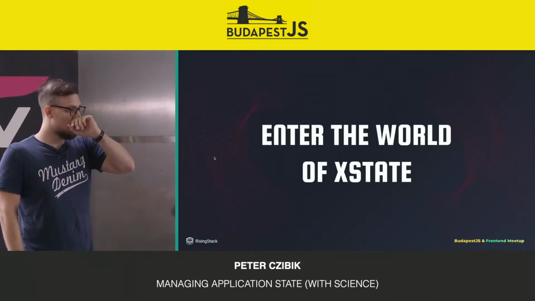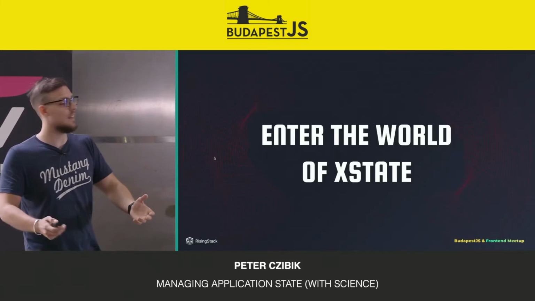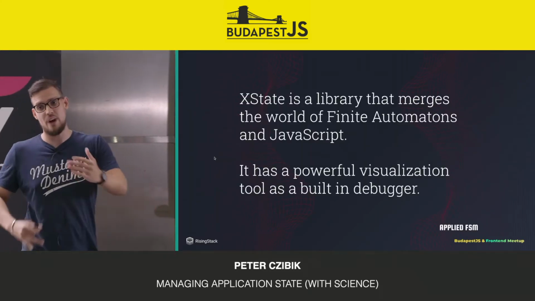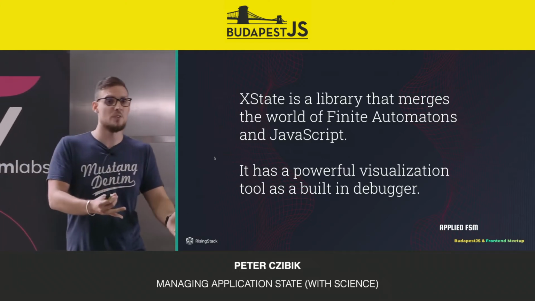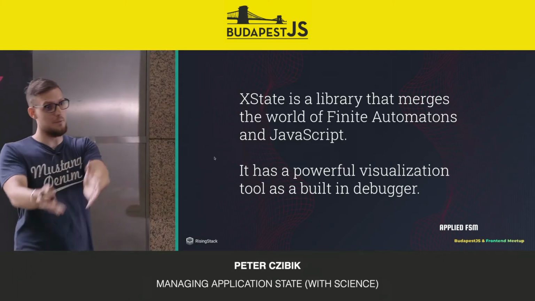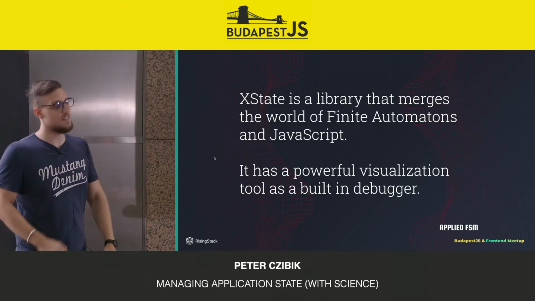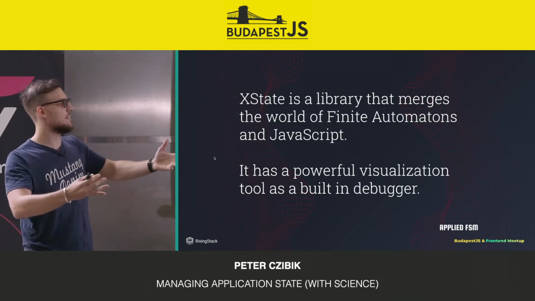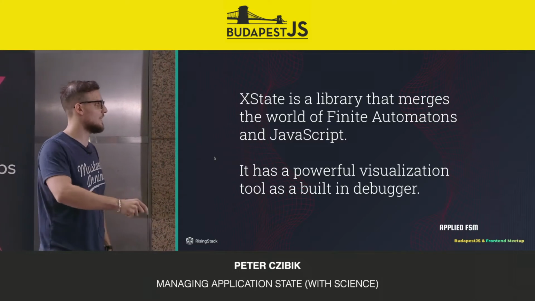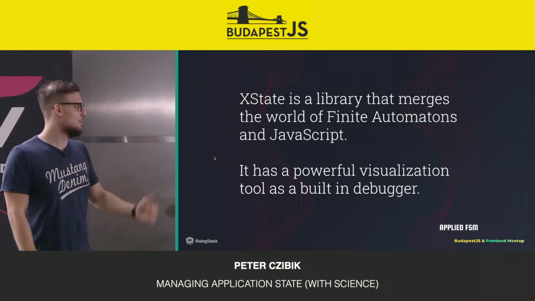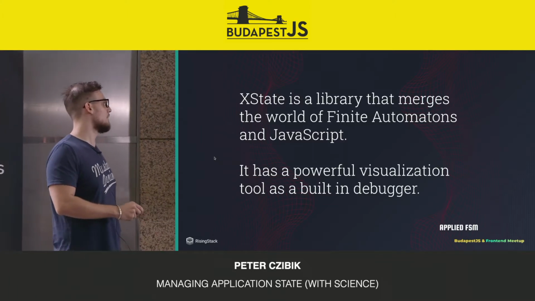Let's enter the world of XState, which is a library that merges the world of finite automata and JavaScript. So it's a JavaScript library that implements this exact thing. And the cool thing about this is not just that it implements this thing, but also it has a powerful visualization tool that you can use as a debugger, which is super cool. I'm a visual guy. I'm really into that.